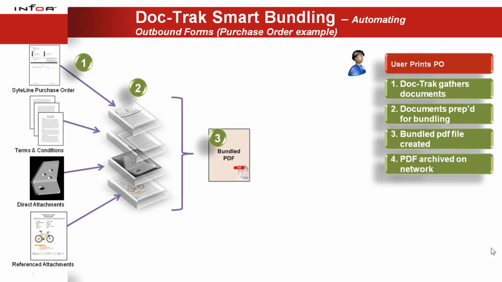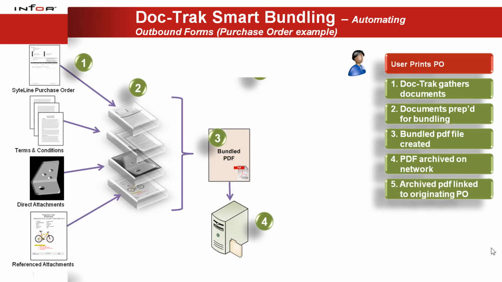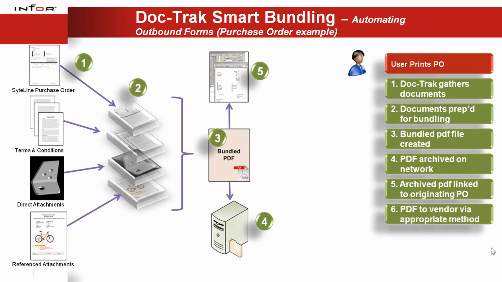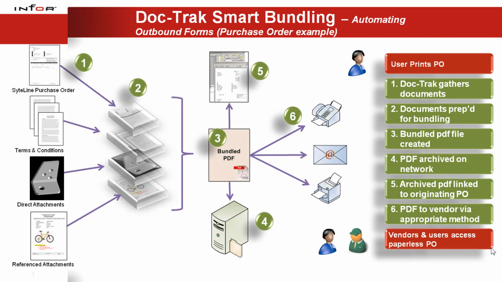Step 4. The new PDF file is saved with a smart path and file name in your company's network file system or SharePoint database. You'll hear us refer to the collection of these files as the DocTrack archive. Step 5. The new PDF file is then linked back to the Sightline purchase order record as a new attachment. Step 6. The bundled report is delivered to the vendor automatically by fax and/or email. If required, it can be set up to print a hard copy as well. And finally, the new purchase order is available for vendors and our employees.